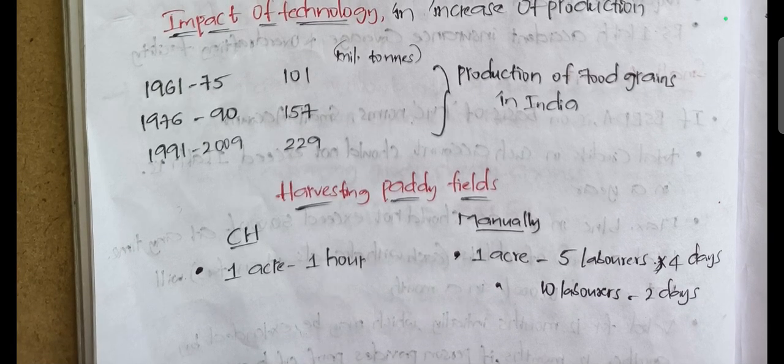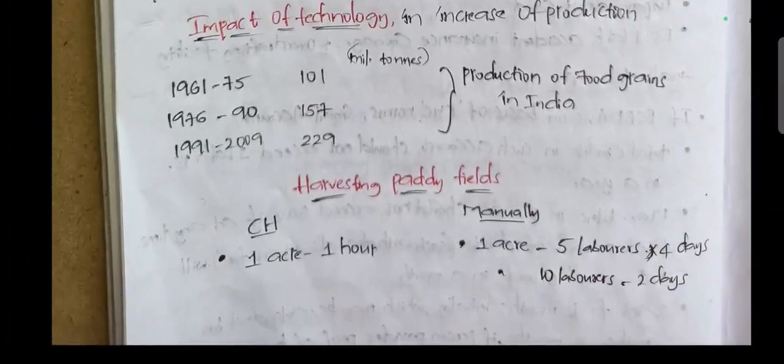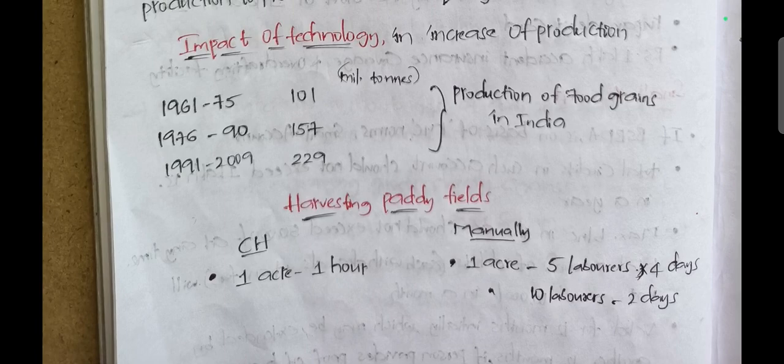Next, harvesting paddy fields. CH means combined harvester. See, for example, if there is a land and we want to harvest it, the combined harvester takes 1 hour to harvest 1 acre of land. But whereas manually, if human beings do that, it takes about 4 days for 5 laborers to harvest 1 acre of land, and it takes 2 days for 5 laborers to complete that 1 acre of land. So we can see the combined harvester is very efficient in such harvesting and agricultural work.